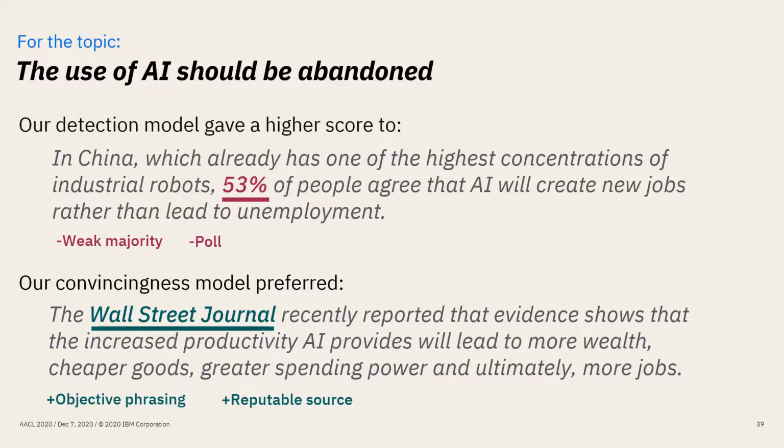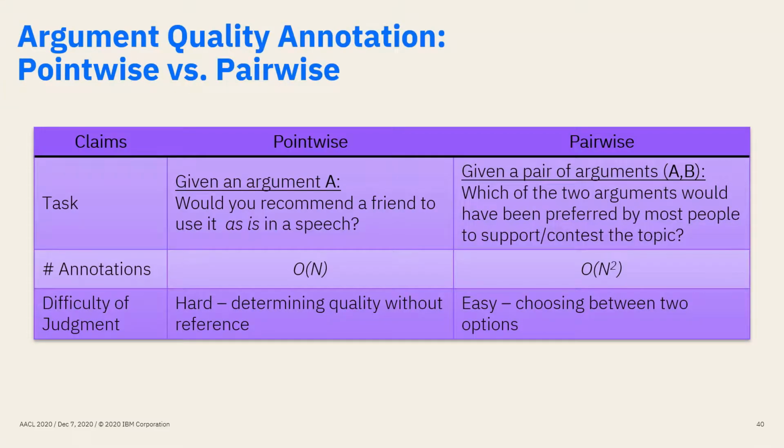Convincingness is one way to define argument quality. We will discuss this further later on. In order to train an argument quality model, we need training data. There are two approaches for annotating argument quality: pointwise annotation and pairwise annotation.